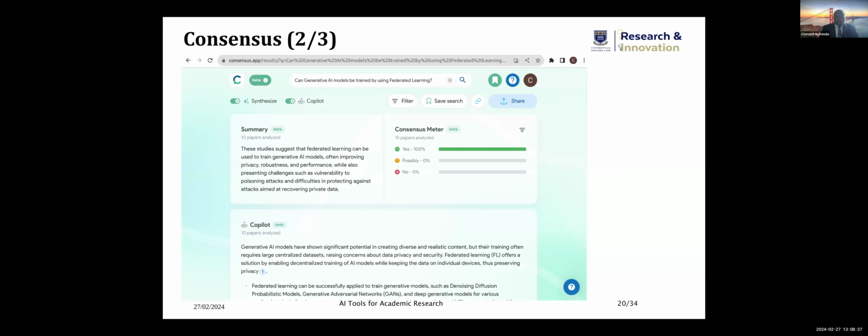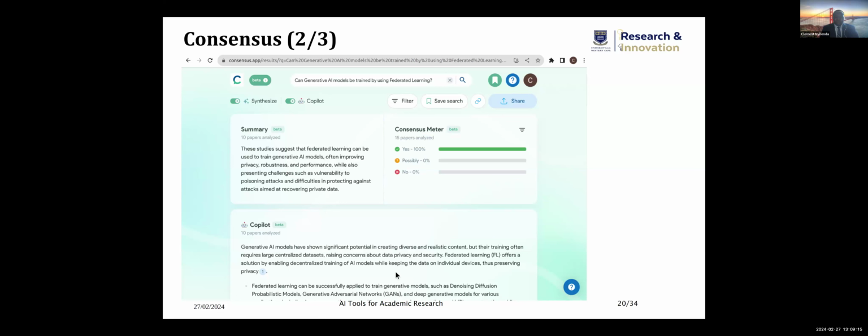So I said, can generative AI models be trained using federated learning? So usually you need to ask questions like this. And if the answer is yes, it will show on the consensus meter how many people said yes, how many papers, the percentage of papers that are in the affirmative and the percentage that are not. So it will show in here, but it will also give you a summary of what the studies are suggesting. As you can see here, and then there is also a copilot which will show examples of those papers.